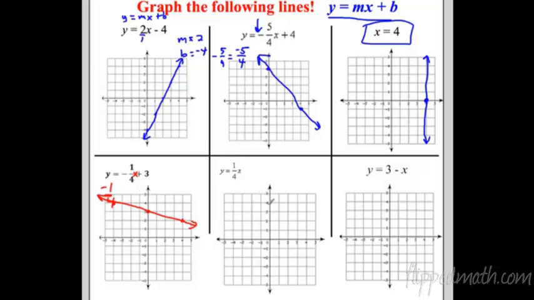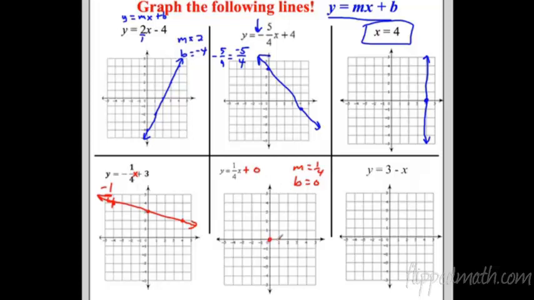Sometimes people freak out about this one. Don't freak out. What is b? Do I see b? Aha, there is no b. So what does that mean? B is 0. I can still see my slope is 1/4, the number in front of x. B is 0. If it really helps you, you could do this. Say 1/4 x plus 0. But you're starting here at 0.